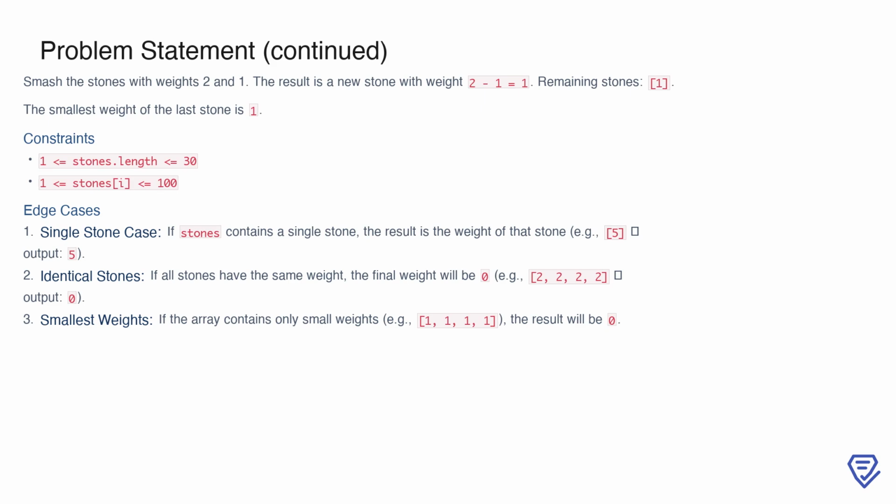Now, let's review some constraints and edge cases. The input array can have a length of up to 30, and each stone has a weight between 1 and 100. For edge cases, if there is only one stone, the result is simply its weight. If all stones have the same weight, they will completely cancel each other out, leaving no stones at the end. For small weights, like 1, 1, 1, 1, the final result will also be 0 because the stones will all cancel out in pairs. These considerations are important for building an optimal solution.